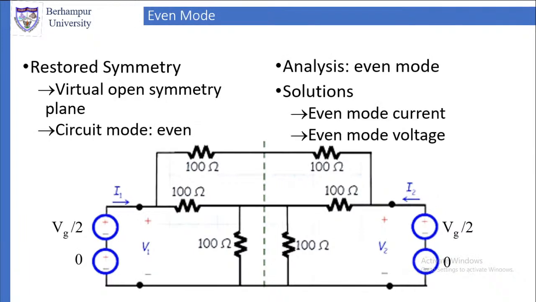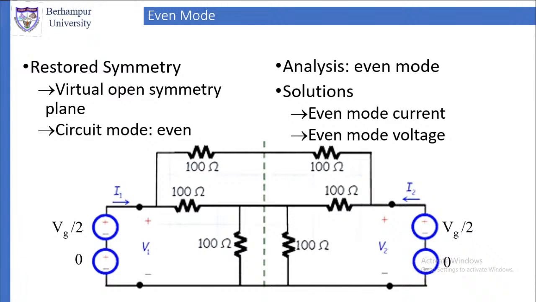Okay, next. Now with that comes the concept of even mode. So we will discuss the even mode now. Now what we have done is we have restored symmetry. How have we restored symmetry? We have switched off the bottom sources. By switching off the bottom sources, we have restored symmetry. Now when we restored symmetry, then along the center line, along the dashed line, we have a virtual open symmetric plane.